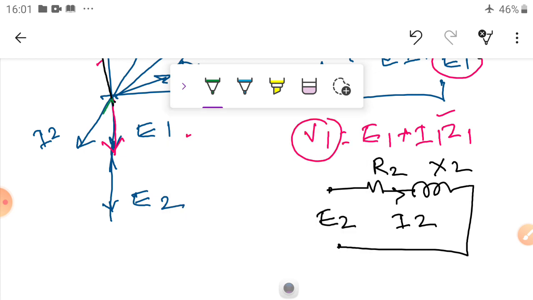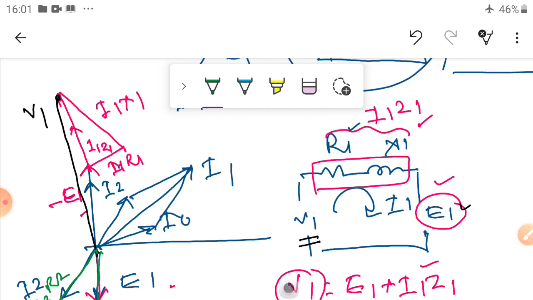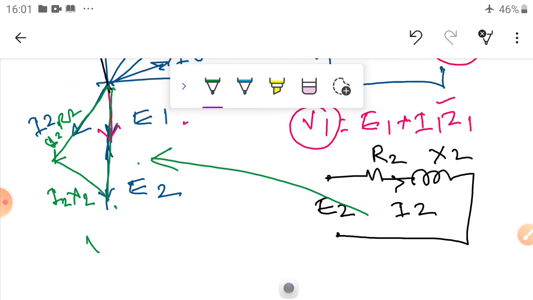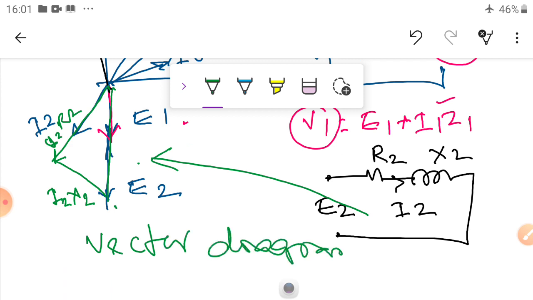I can write I2 R2 is equal to this direction. So write I2 R2 and jX is the 90 degrees. So this is equal to I2 X2. Now this is equal to E2. So this is the secondary value. So this is equal to this value and this is equal to this value. This is known as the vector diagram. Vector diagram of induction motor for phase values.